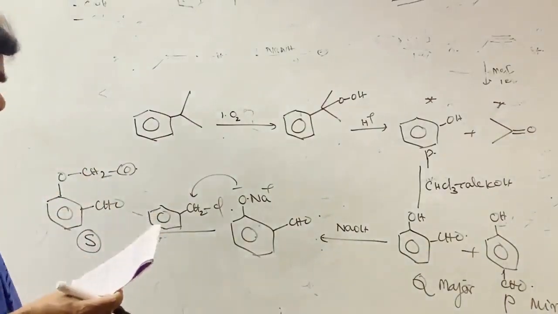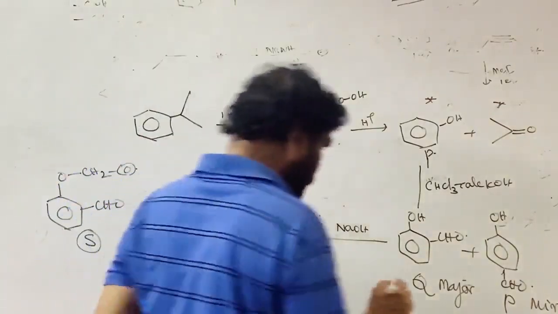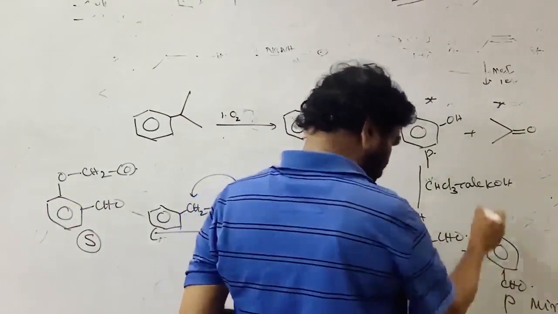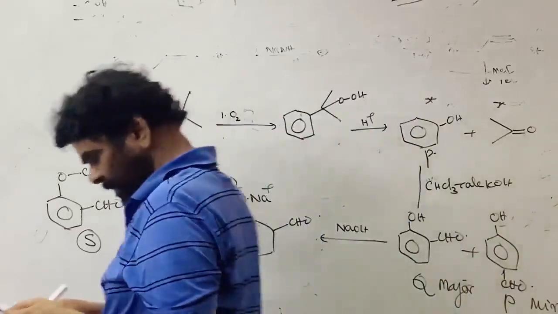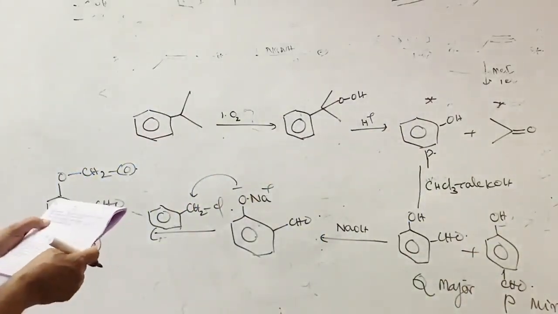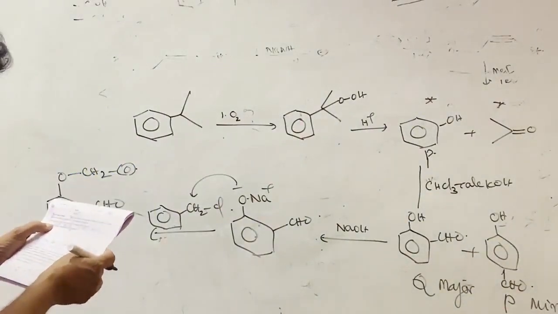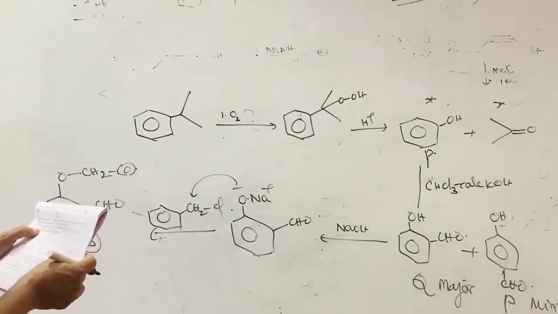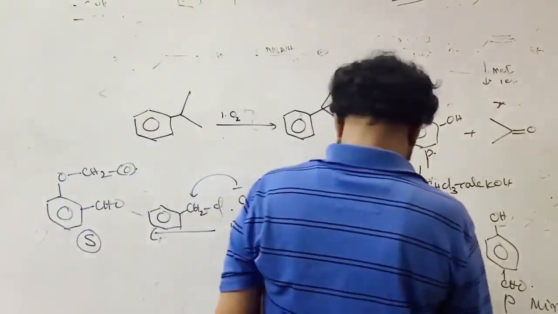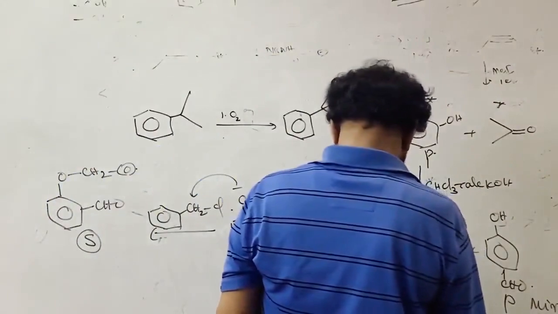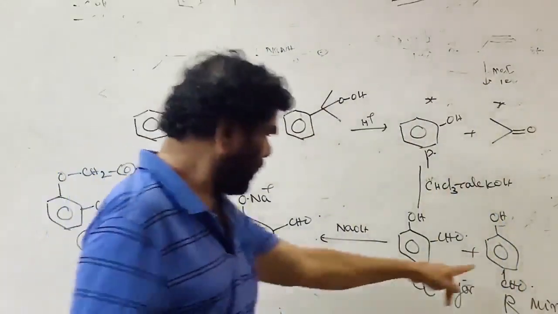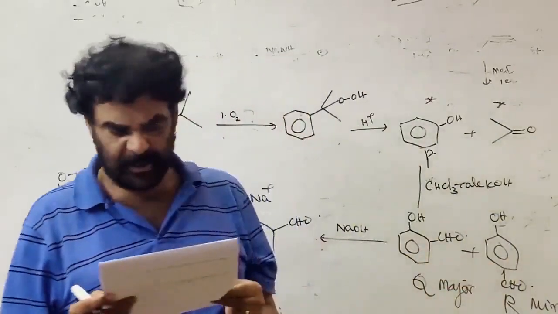One, R is steam volatile. Yes, this is steam volatile. Orthohydroxybenzaldehyde is steam volatile. What is R? P, Q, R. Minor product R. This is not steam volatile. This is steam volatile. Wrong statement.